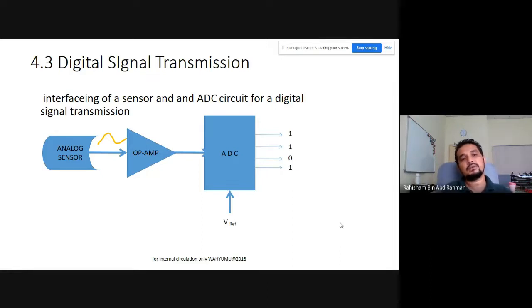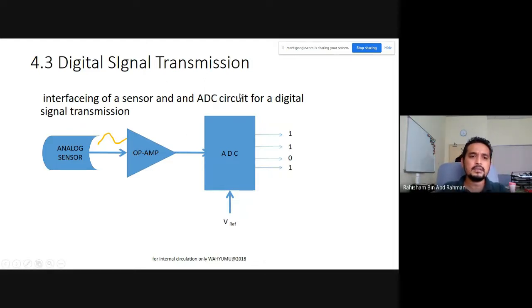Okay, so now we come to the digital signal transmission. Previously it was analog. Now we have digital. Why digital? Because nowadays everything is digital, as simple as that. All the control room elements are digital, so we need to convert the analog signal into digital. What is digital? Combinations of binary numbers, 101010.